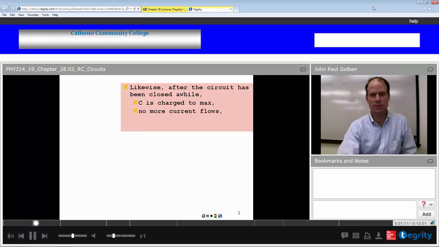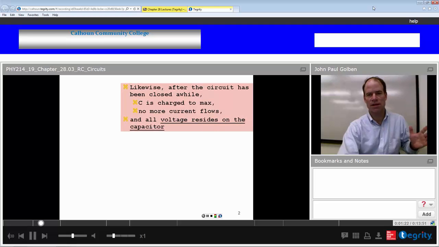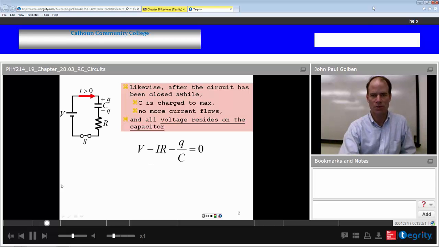Likewise, if the circuit has been closed a while, like infinity, then the capacitor will have charged up to its maximum value. It'll be at its maximum voltage, and in fact no more current will flow in that circuit as the capacitor has shut off the circuit. So there will be no more voltage across the resistor, and all the voltage of the battery will reside on the capacitor at that moment.